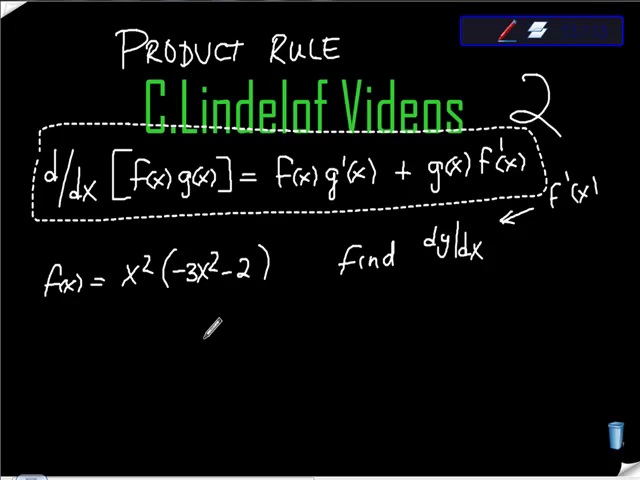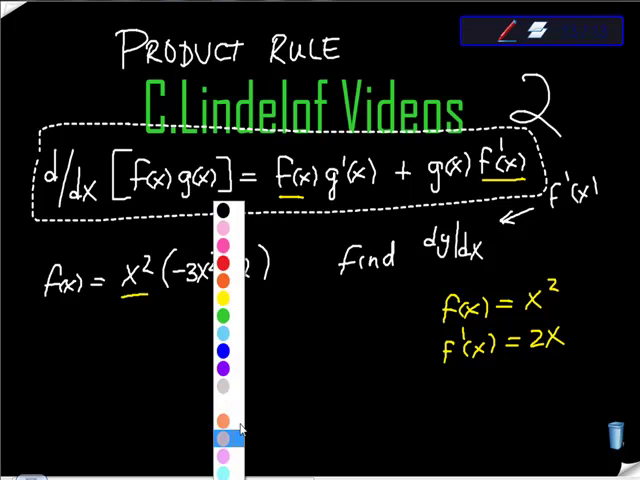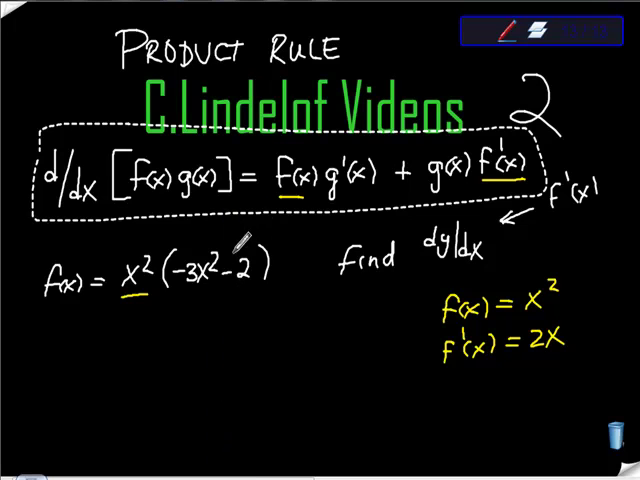All I'm going to do is this. I'm going to start gathering up my stuff. I need an f of x. I need an f prime at x. Here's my f of x. It's the first function. I'm going to name that f of x. f of x is equal to x squared. The first derivative of x squared is exactly 2x. Good job. 2x.